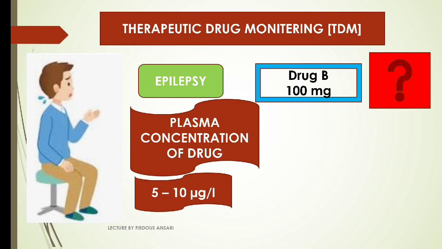So in therapeutic drug monitoring, we are adjusting the dose of the drug depending upon its plasma concentration. This therapeutic drug monitoring is different from monitoring of drug therapy. In monitoring of drug therapy, a person has hypertension and we prescribe him an antihypertensive drug. That is different. In therapeutic drug monitoring, we are adjusting the dose depending upon the plasma concentration of the drug.